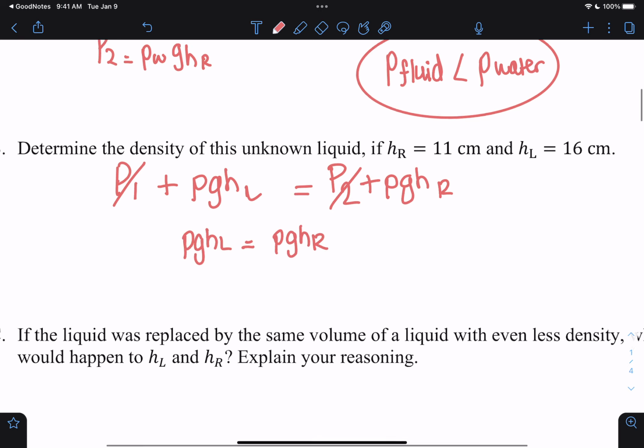For the left-hand side, we don't know the density of the liquid yet. We do know that acceleration due to gravity is 10 meters per second squared, and that HL is 16 centimeters, which is 0.16 meters, right? So if we solve for that, we should get a density of the liquid of 687.5, I believe, kilograms per meter cubed.